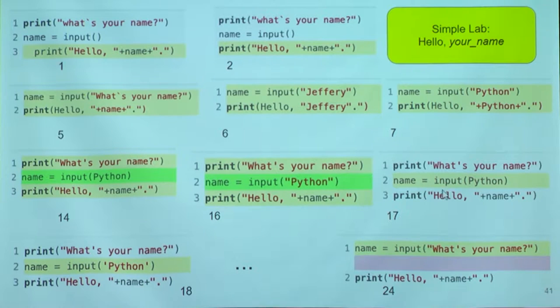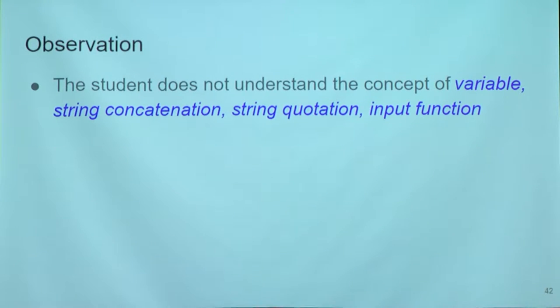So by observing the different versions of this program, you can understand what problems the student has. For example, the student cannot understand the concepts of variable, string concatenation, string quotation, and the input function. So it's interesting to observe the submission history.